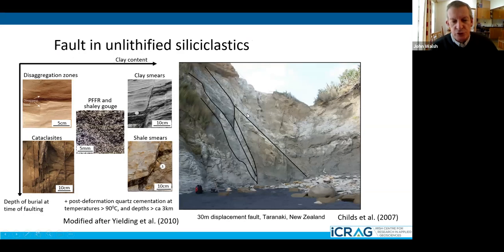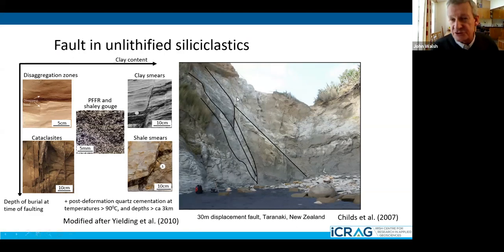Here's an example of one such fault. This is Taranaki Basin in New Zealand. It's a 30-meter fault. The right-hand side has gone down. And this is a fault zone. No fault is a perfect plane. It's got multiple slip surfaces within it. These sediments were at about 1.5 kilometers, maybe 2 kilometers depth when they faulted.